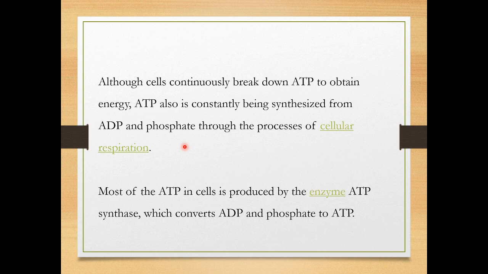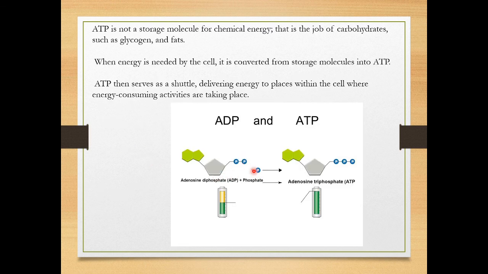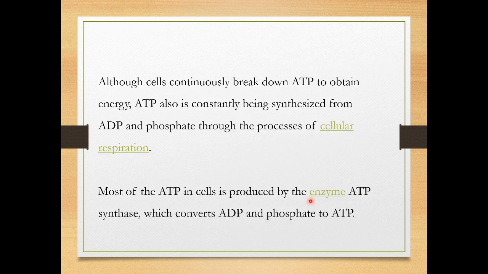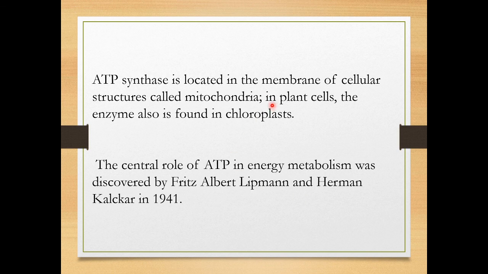So how does the ATP produce energy? By a process called cellular respiration. The process of releasing energy from ATP is called cellular respiration. Adenosine diphosphate is combined with a phosphate by the enzyme adenosine what? ATP synthase. So where is the ATP synthase located? It's in the membrane called the mitochondrial membrane, and in plants it is in the chloroplast.